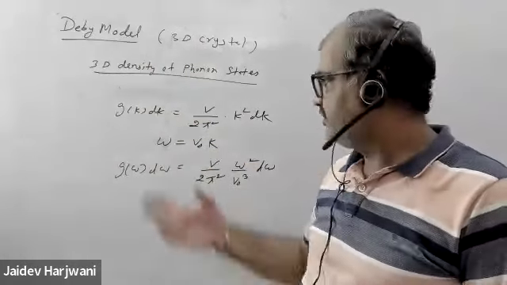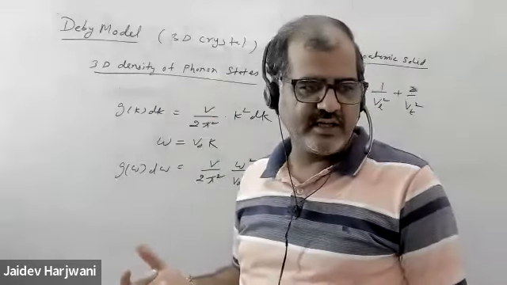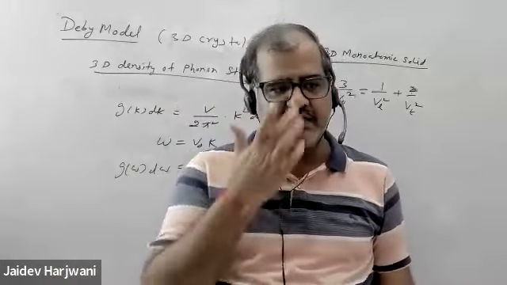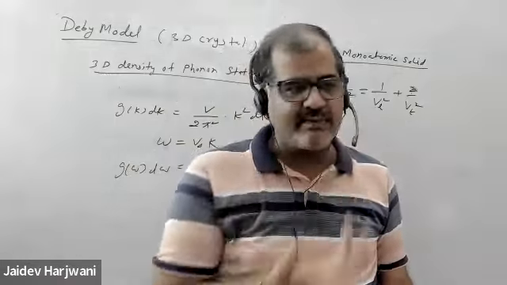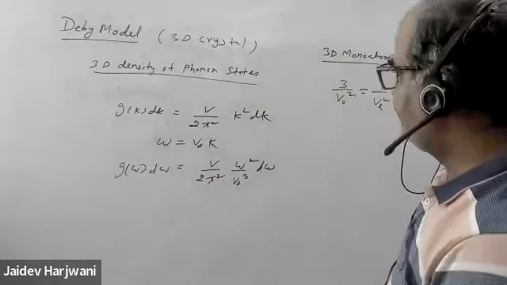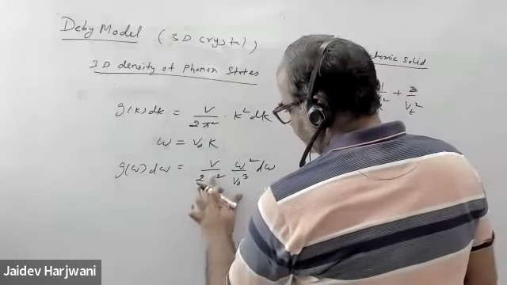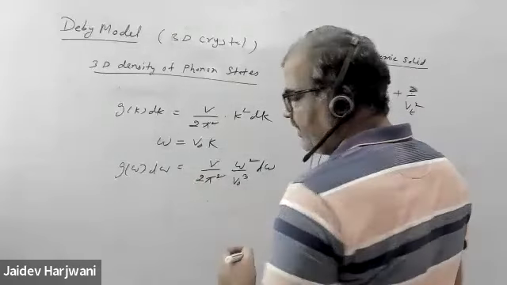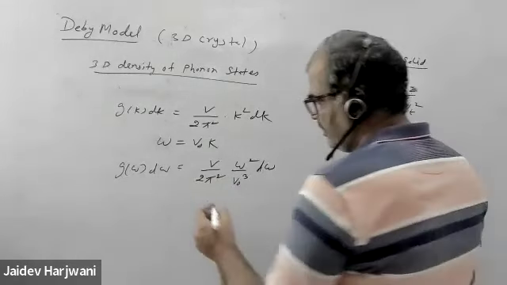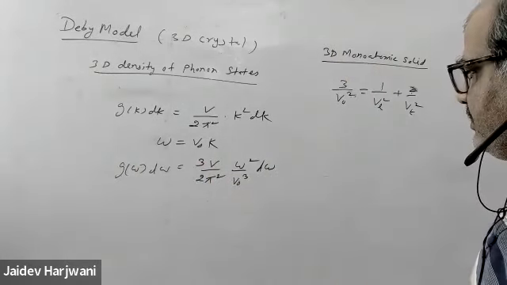Here we have a monatomic solid, and we also have to see how many atoms are there in the unit cell. So here I'm taking the example of a monatomic solid. Now if it is a 3D crystal and monatomic solid, what will the number of branches be? 3. So the total modes will be g(omega) d omega times 3.